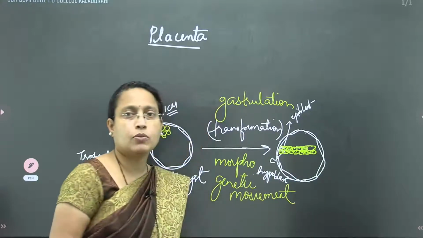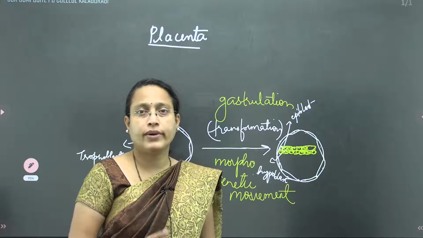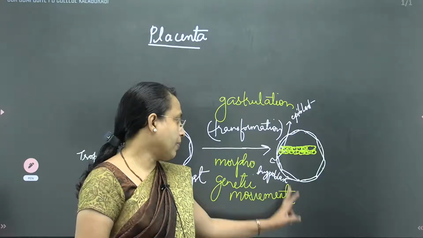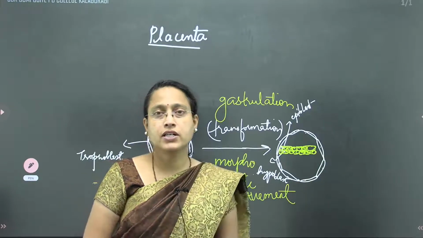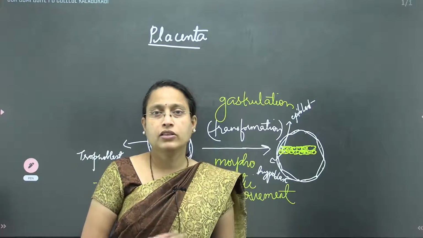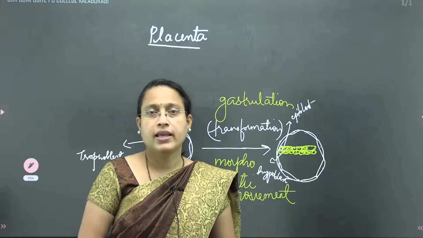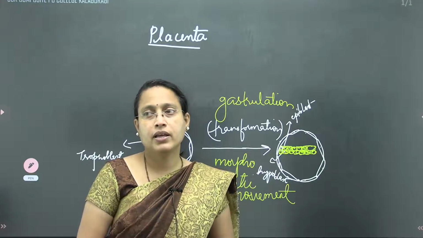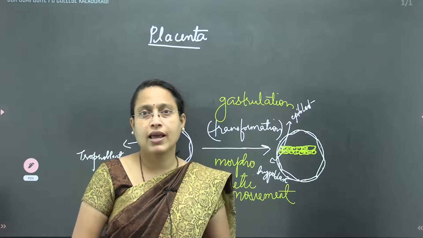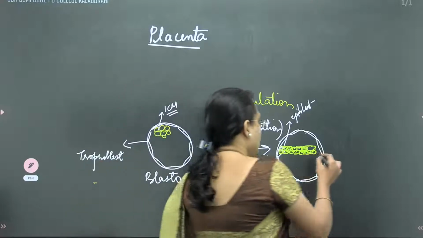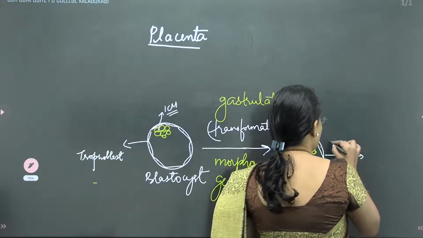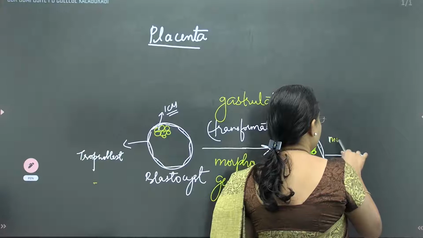Now further cellular movement, further morphogenetic movement occurs, and the two-layered bilaminar disc is converted into a gastrula that has three germ layers, that is ectoderm, endoderm, and mesoderm. That means three germ layers will appear in an early embryonic stage called gastrula. Here also cell movement continues.